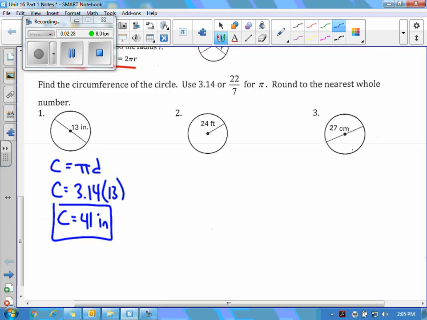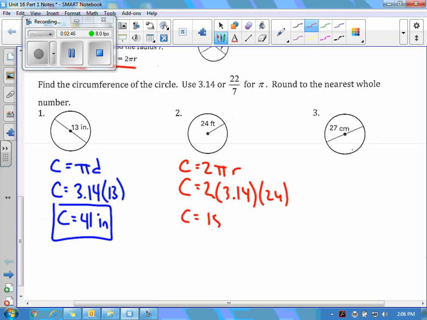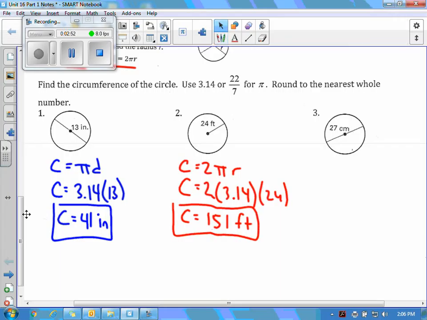Circumference is like perimeter, so the units are not squared. On the next one, they give us the radius. So for the circumference, we're going to use 2 pi r in this case. So the circumference equals 2 times 3.14 times 24. I multiply those three numbers together, and I round to the nearest whole number. I'll get 151 feet. Again, this is not squared. It's just feet. Number 3, I'll leave to you guys.